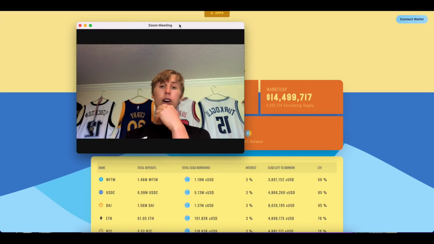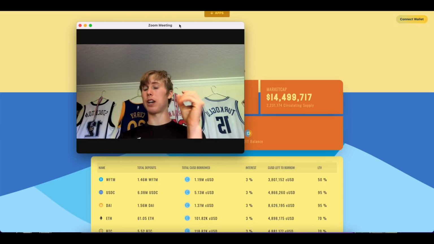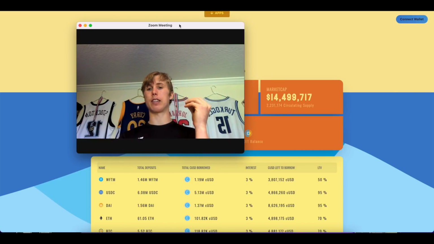So that's why I also like that this is on Fantom, because the gas fees are super low. So you can look at the risk as almost non-existent. But yes, it is still a non-zero chance. So that is something to keep in mind, but it's less of a chance than it was on Ethereum because of the gas fees.